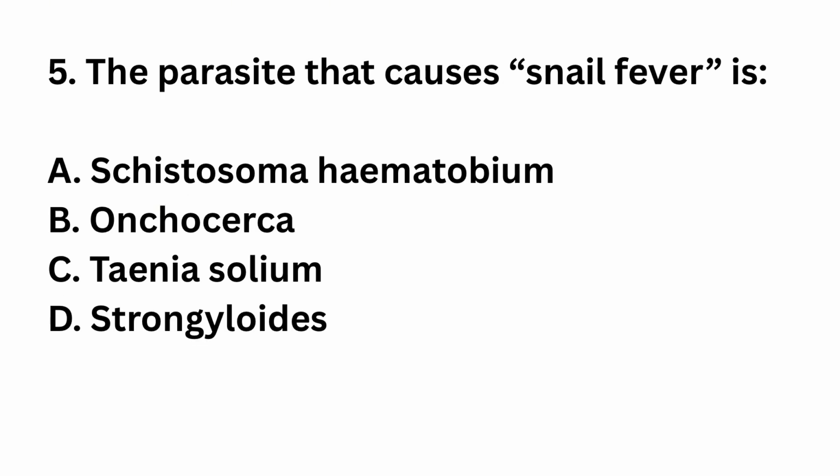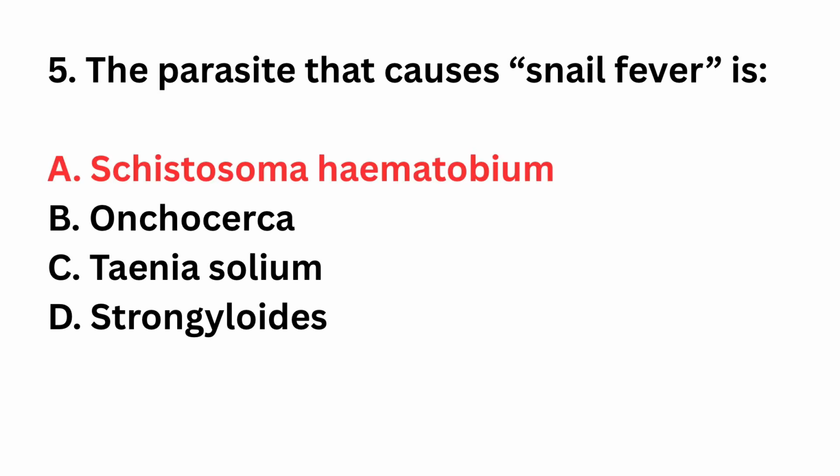Question number 5. The parasite that causes snail fever is Schistosoma haematobium, Onchocerca, Taenia solium, Strongyloides. The right answer is option A, Schistosoma haematobium. Schistosomes require snails as intermediate host. Chronic infection leads to urinary and bladder pathology.